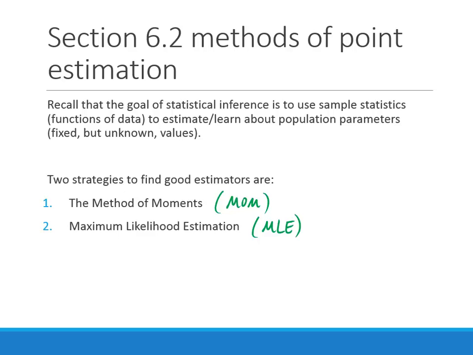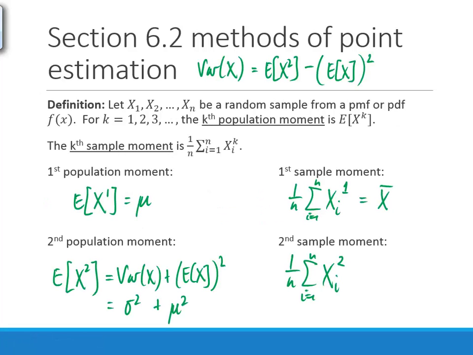So here in 6.2, we want to talk about some general strategies, or widely accepted methods, of finding point estimators, or for doing point estimation. The two general strategies we're going to talk about in this class, there are many more, are the method of moments, MOM, and also maximum likelihood estimation later. First, we're going to discuss the method of moments estimation.